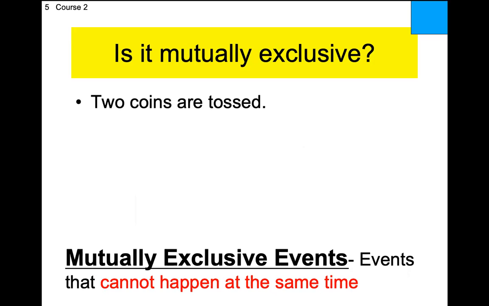Two coins are tossed. Box 5. Two coins are tossed. That's the game. I'm tossing 2 coins at one time. You don't have to do them literally at the same time, but I'm tossing 2 coins. Okay? Mutually exclusive or not? No. What does mutually exclusive mean?